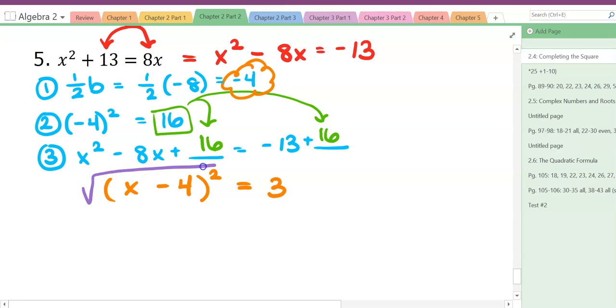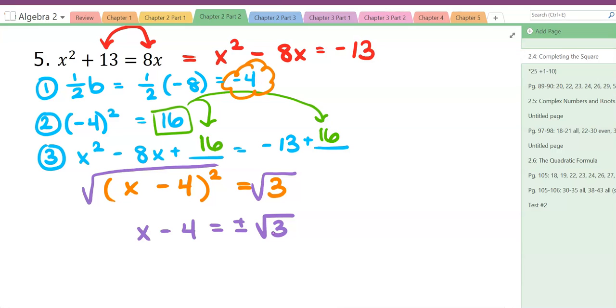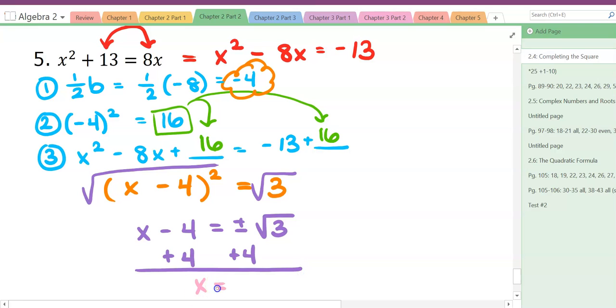Then we square root both sides. So we have x minus 4 equals plus or minus the square root of 3, which we're not going to be able to do anything with because 3 isn't a perfect square and 4 is the first one that we have and it's too big. So then we add 4 over. So we write out our final answer to say x equals 4 plus or minus the square root of 3.